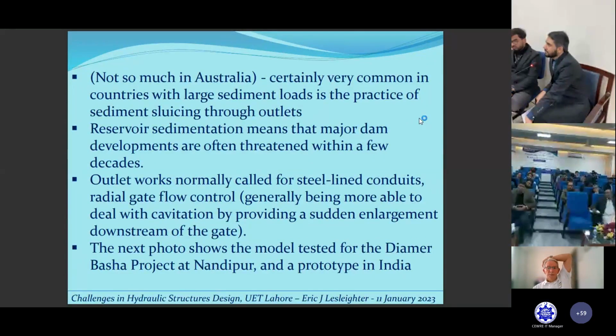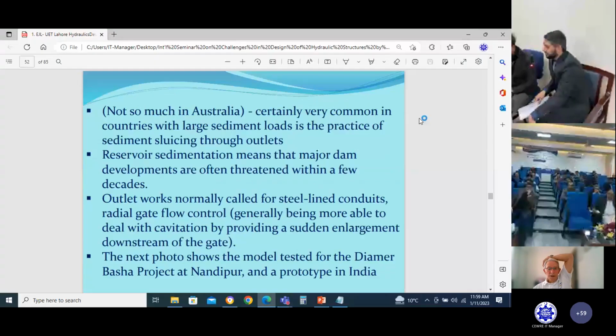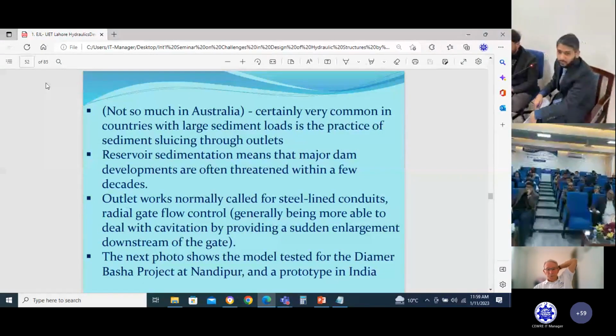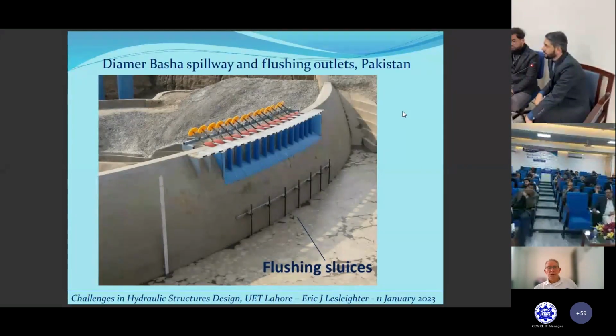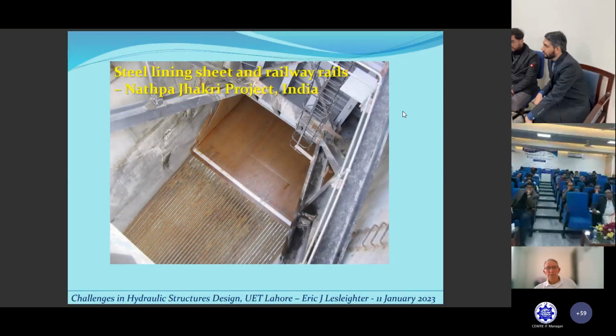Reservoir sedimentation means that major dam developments are often threatened within a few decades. Your audience would all know that. Outlet works normally call for steel lined conduits, radial gate control, and the next photo shows the models tested for the Dhamavasu project in Nandipur. I took a picture of that one, and also the next picture after that one is this project in Nafajakri, where the control structure here was all lined, or the spillway is all lined with steel and steel rails downstream at the top.